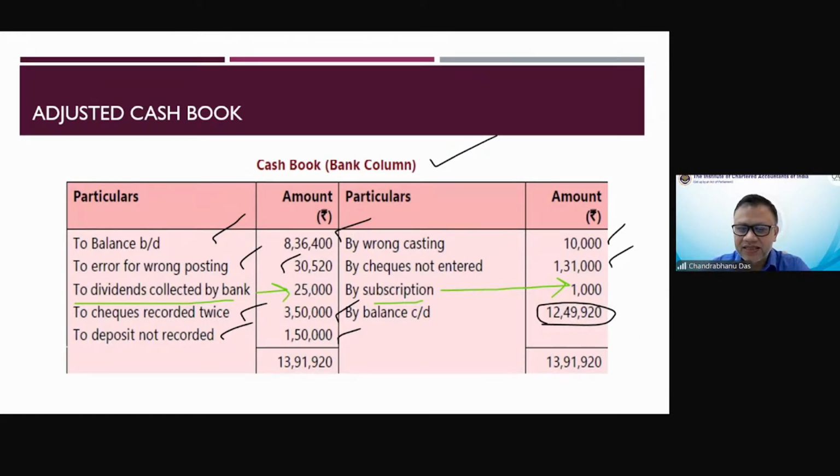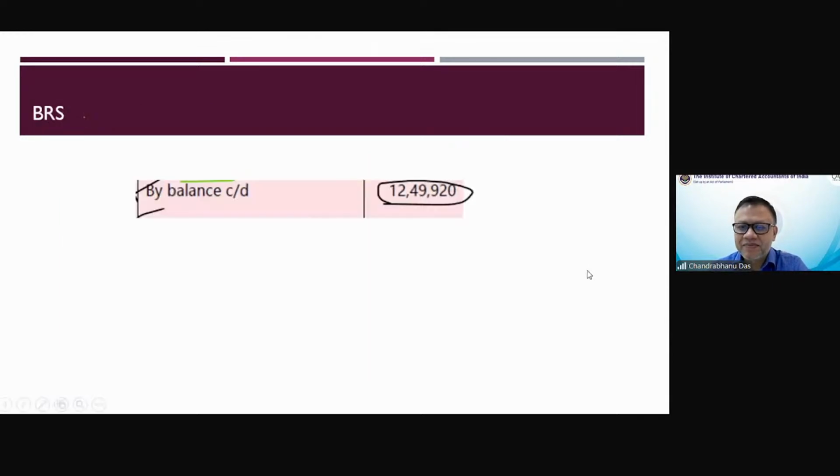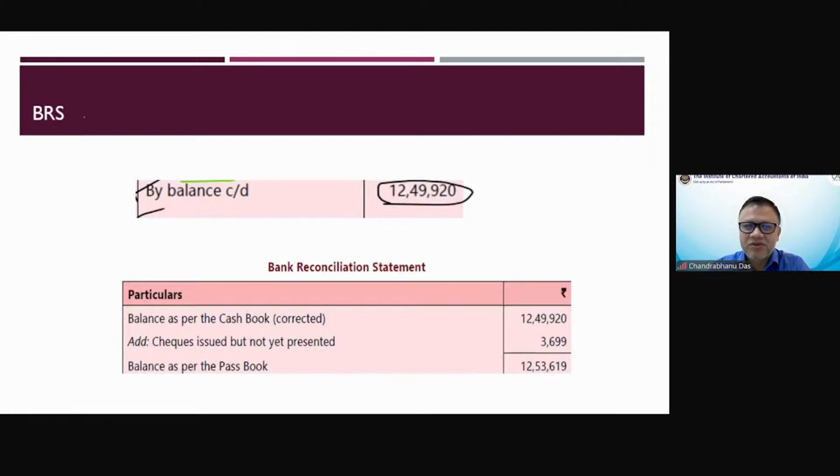So now I think you are all on the same page. Now you can see this is the balance carried down. Now what you are doing is you are only adding the checks issued but not presented, because the errors in the cash book have been rectified. See how clean it is. If you prepare the adjusted cash book, how neatly things are done, then you have the balance as per passbook. Correct?